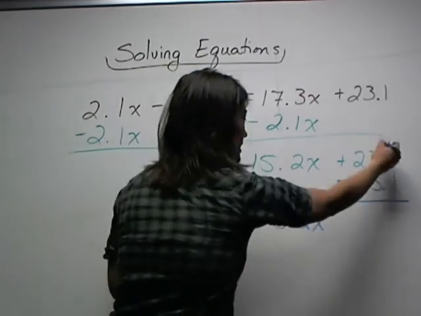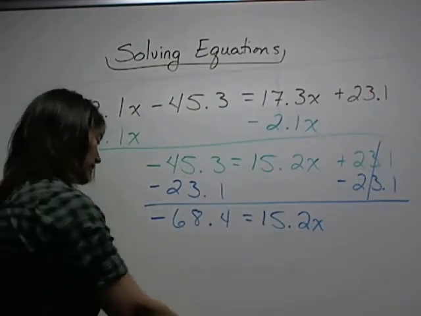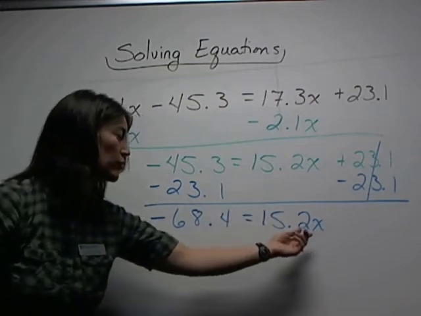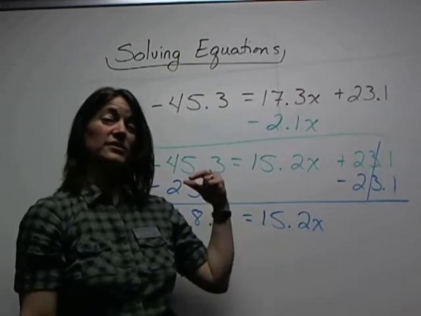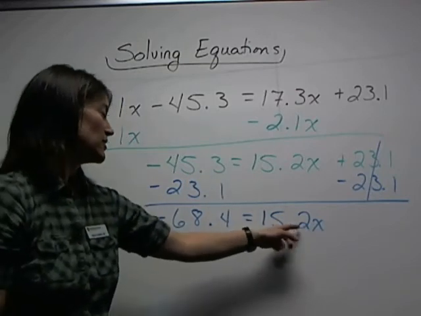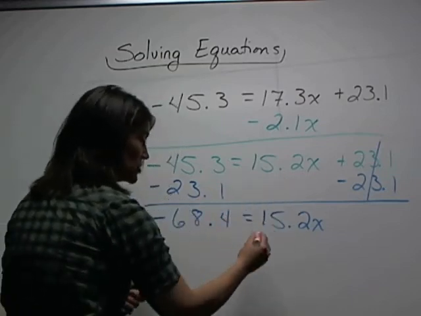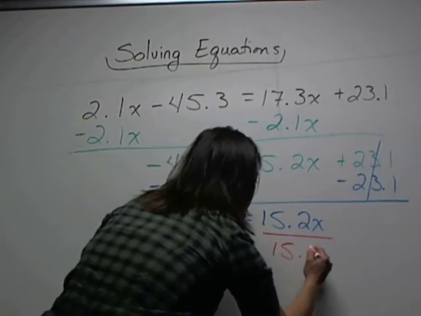15.2x comes down, and the 23.1 cancels out, which was our goal in that step. And now we need to get the variable alone. We're not just dividing by the number that's over here. You always divide by the number that's in front of your variable. So the 15.2 times x, the 15.2 is what we need to get rid of. So I divide both sides by 15.2.